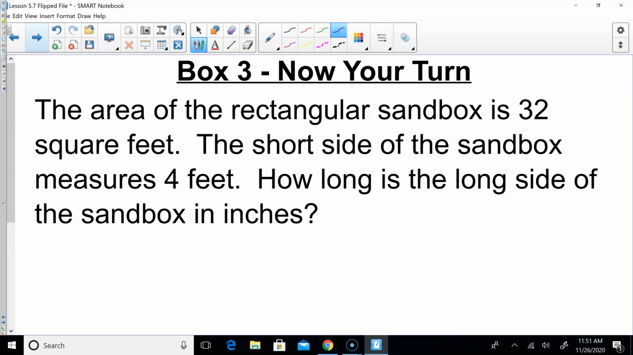And last but not least, the area of a rectangular sandbox is 32 square feet. The short side of the sandbox measures 4 feet. How long is the long side of the sandbox in inches? You can pause it as well and solve this problem.